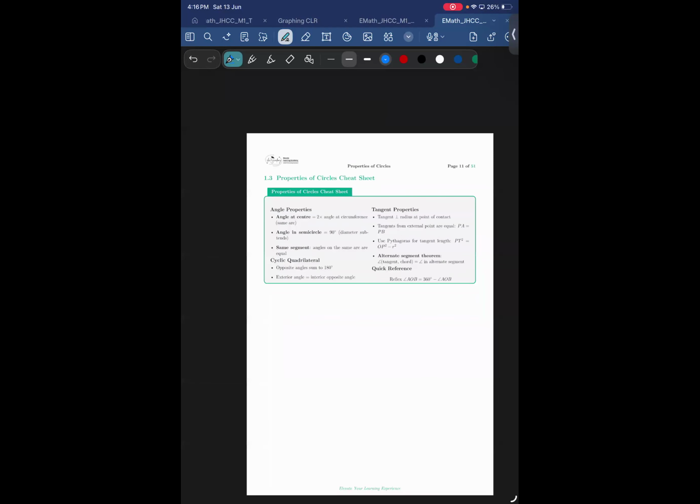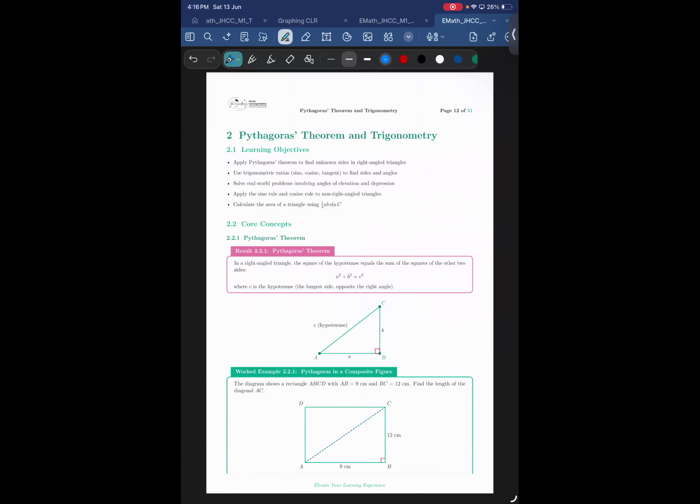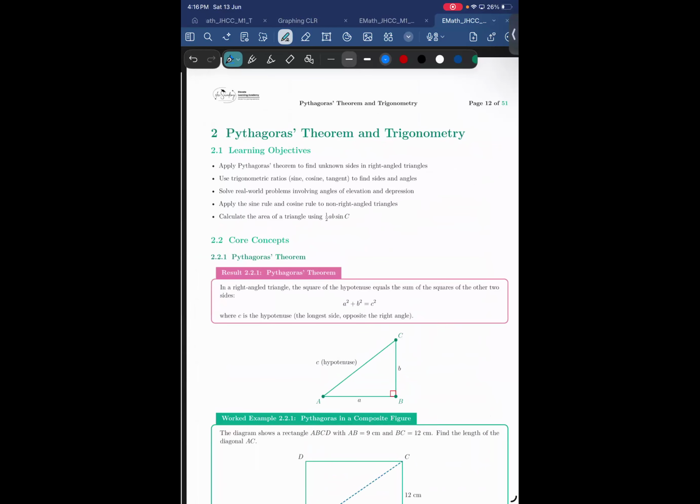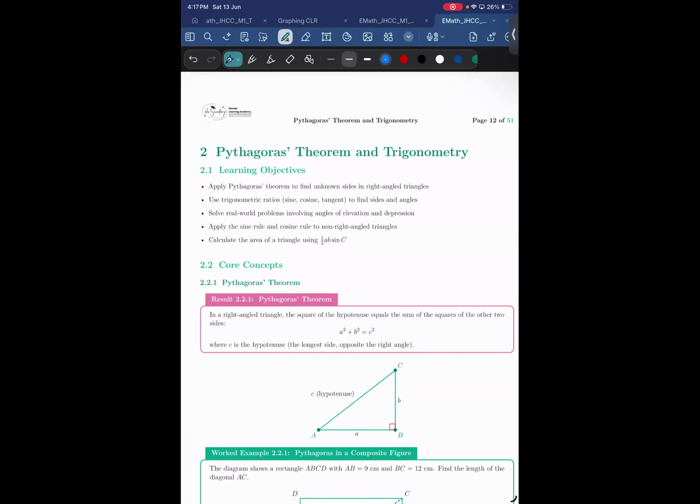If not, we move to what we were discussing about. So this chapter, I think, is the Pythagoras theorem part. I think most people should understand. The trigo maybe is a bit harder. So we learn how to apply Pythagoras theorem to find unknown sides in right angle triangles, use trigo ratios to find angles and sides, solve real world problems involving angles of elevation and depression, apply sine and cosine rule, and then calculate the area of a triangle using half AB sine C.